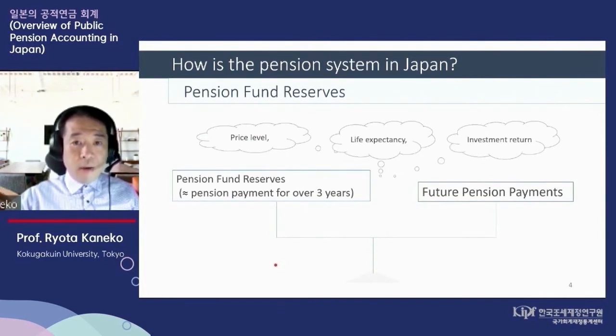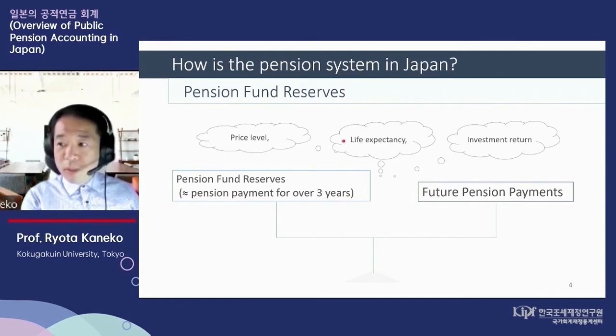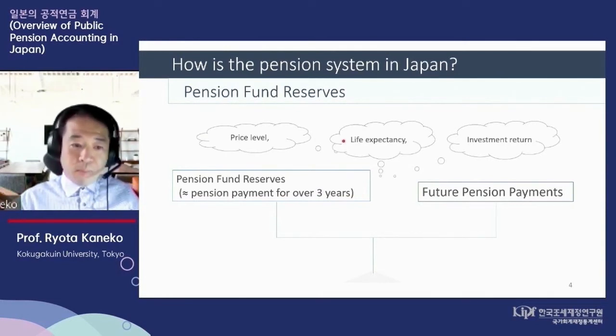So now we have pension fund reserves of more than 100 trillion Japanese yen, more than 1 trillion US dollars. So we need to maintain these fund reserves as long as possible, but we may need to use them in the future. So it's really important how to account for these pension fund reserves to the public.